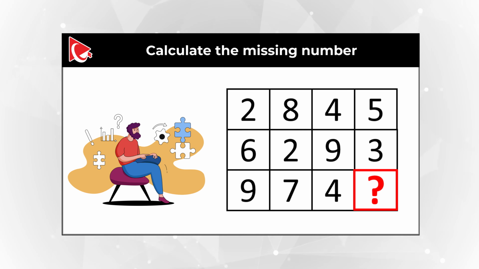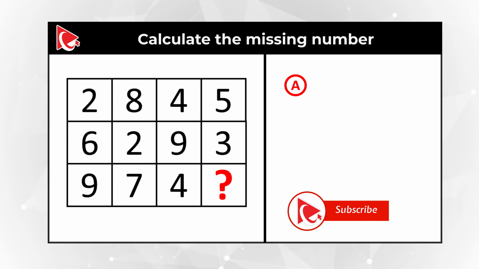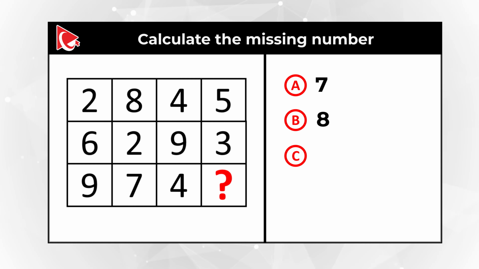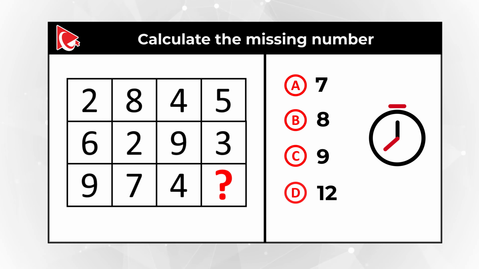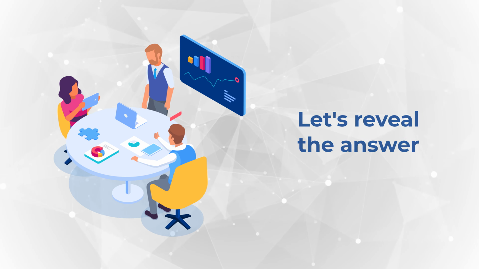Can you calculate it? You're presented with 4 different choices. Choice A, 7. Choice B, 8. Choice C, 9. And then choice D, 12. Give yourself a little bit of time to see if you can do the calculations. Maybe pause this video to see if you can come up to the solution. Are you ready? Let's move forward and get to the correct solution together.